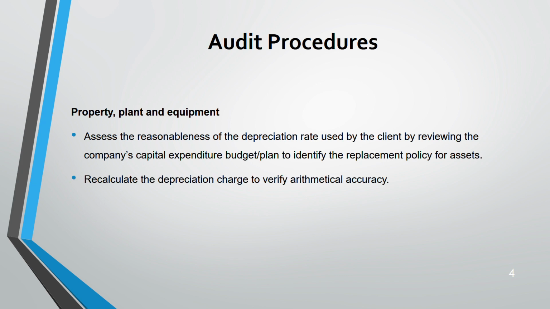Next, recalculate. So recalculate is the audit procedure. Then arithmetical accuracy is the assertion that you are testing, and the depreciation charge is what you are recalculating. Why? See, depreciation is something that you have to calculate. You calculate it through some formula, either straight line or reducing balance method, whatever. So you can recalculate such things, and it is based on an estimate also. Later in this lecture, we are going to go through accounting estimates also. Depreciation is an accounting estimate.